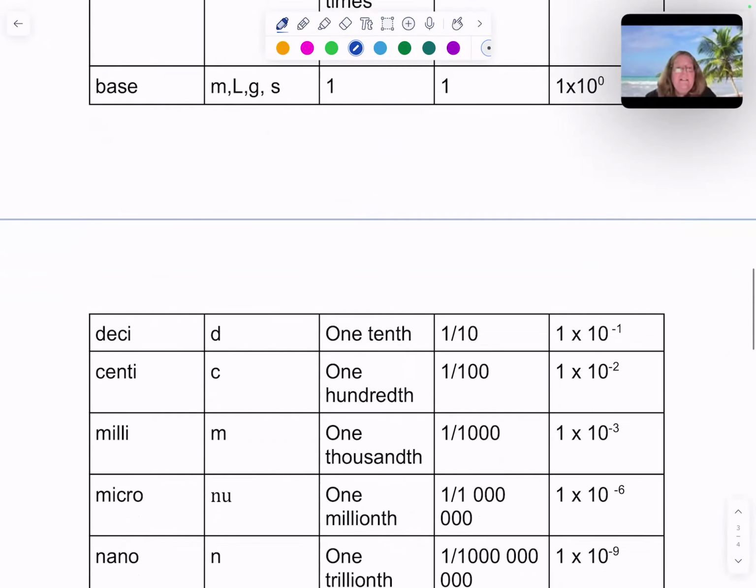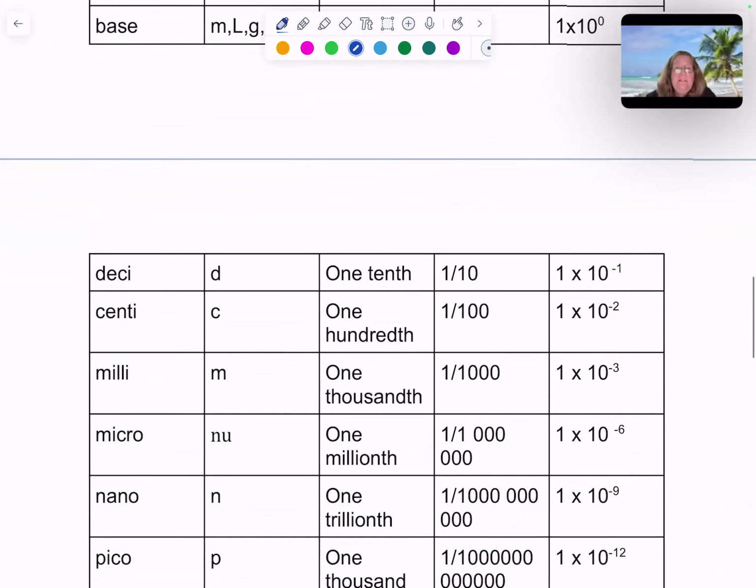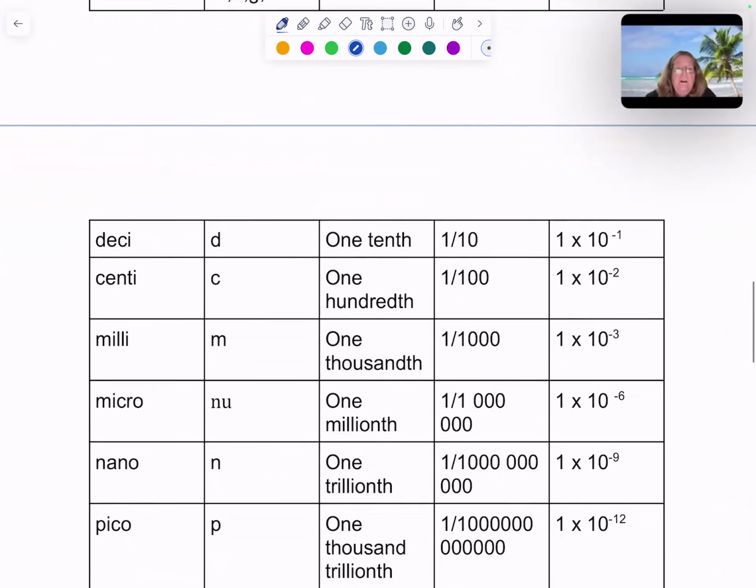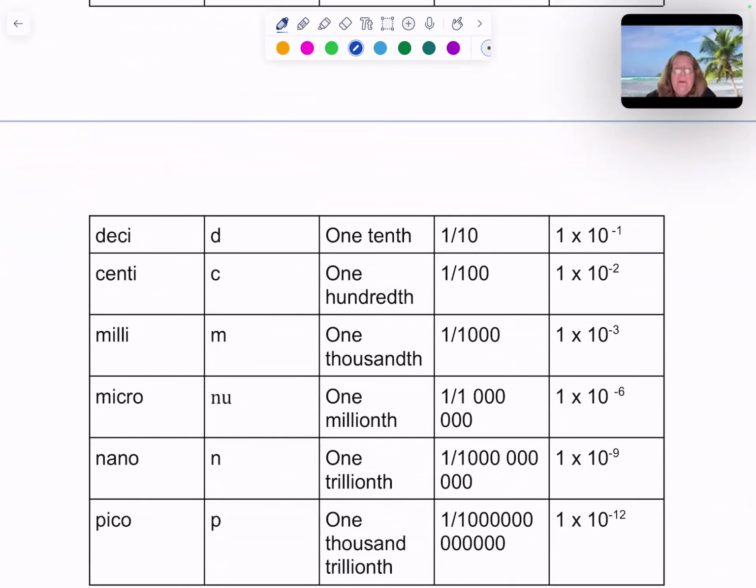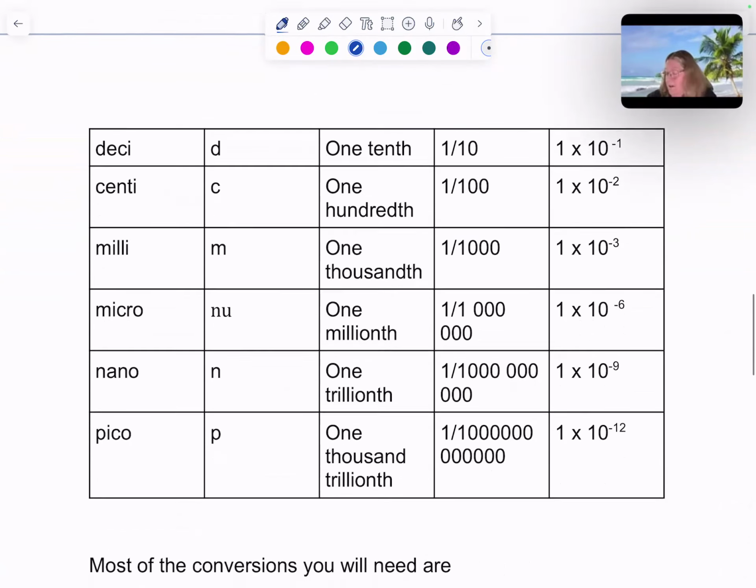You'll have deci, which is 1/10 of a base unit. Centi is 100th of a base unit. Milli is 1,000th of a base unit. Micro is 1,000,000th of a base unit. Nano is 1 billionth. And pico is 1 trillionth of a base unit.